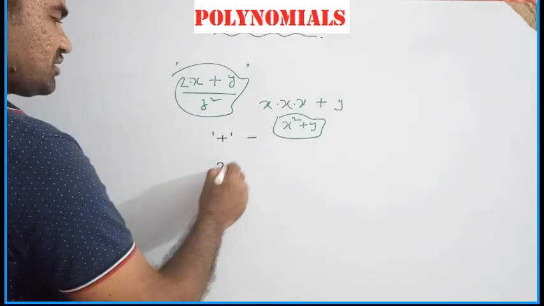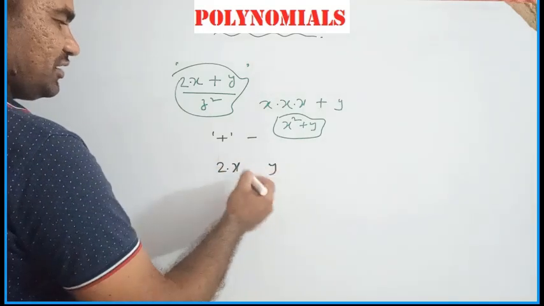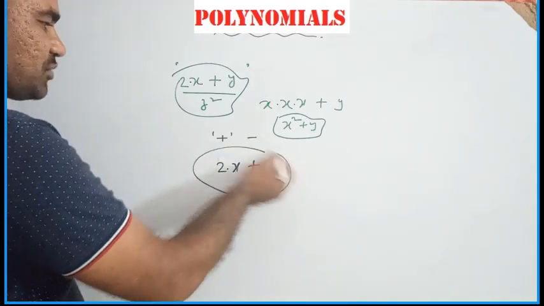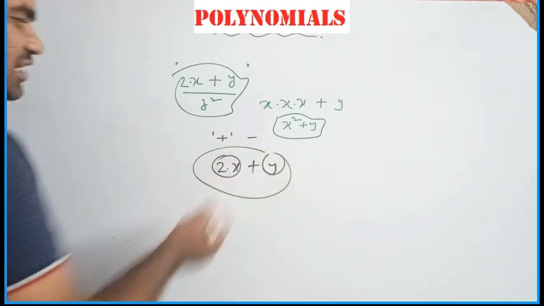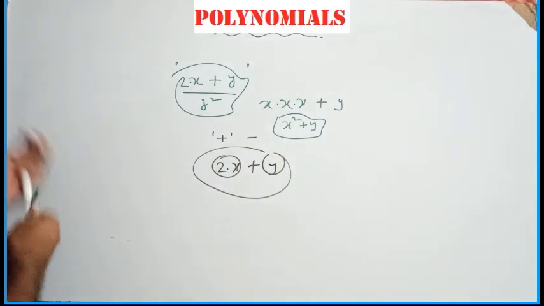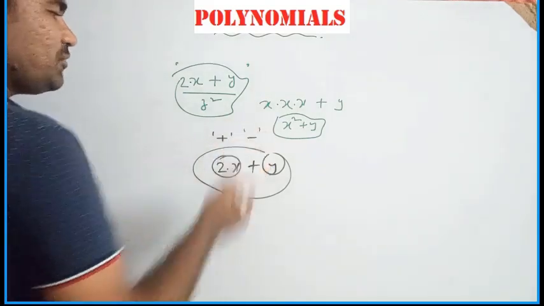For example, 2x, 2 into x, and y. Between these two a plus symbol is there. Now you can say that this is an algebraic expression containing two terms, namely 2x and y. So for terms, we need to search for the symbols plus and minus.